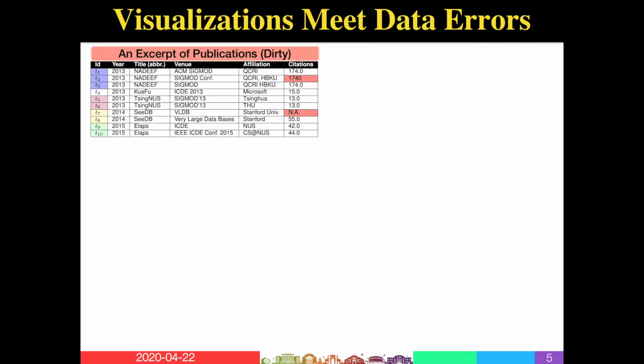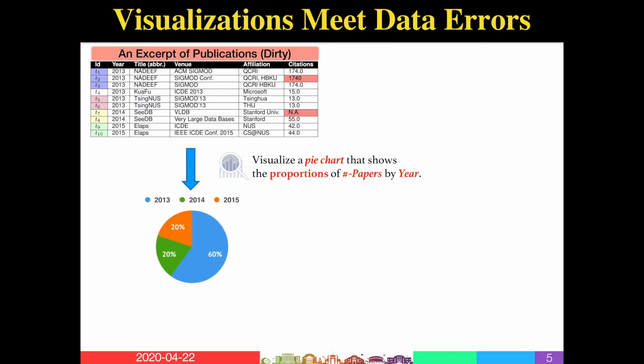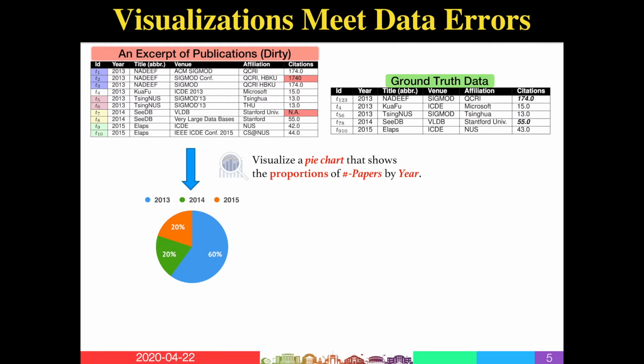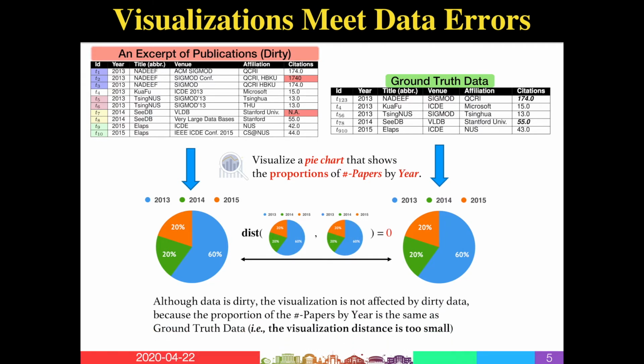However, visualization is not necessarily dirty, even if the data is dirty. Consider another example. It visualizes a pie chart that shows the proportions of total papers by year. Although data is dirty, the pie chart is not affected by dirty data because the proportion of the number of papers by year is the same as ground truth data. The true reason is that the visualization distance is too small.